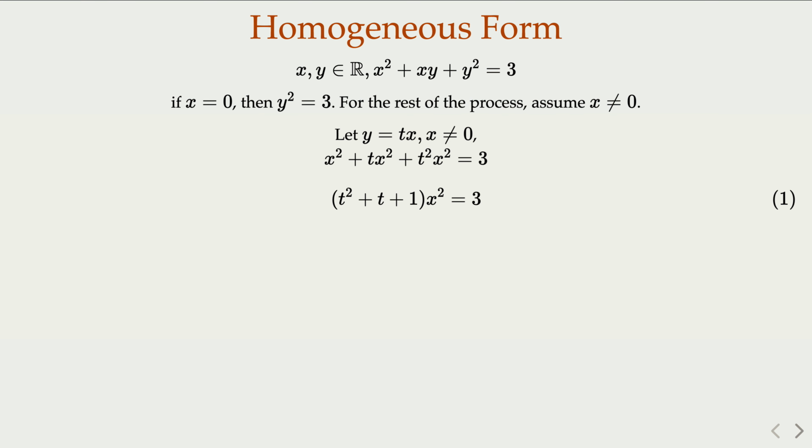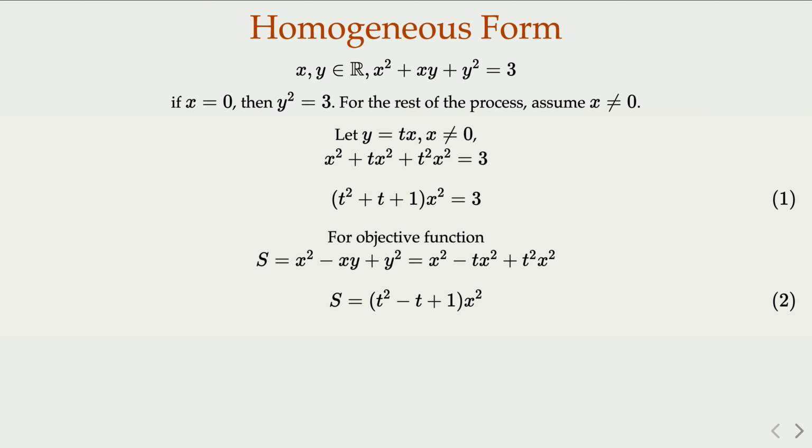Now, what about the objective function? The objective function is also a homogeneous form. So in the objective function, if we plug in y equals tx, we're going to have this. Again, x squared is a common term. Let's take it out. So s equals this form.